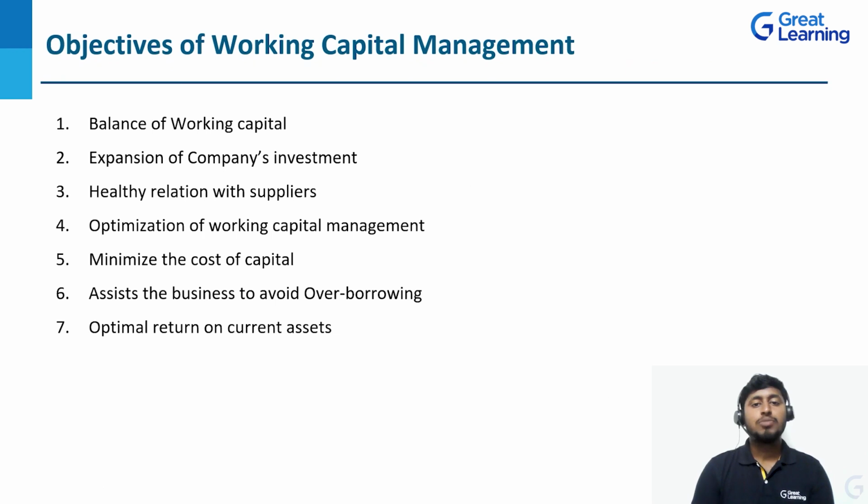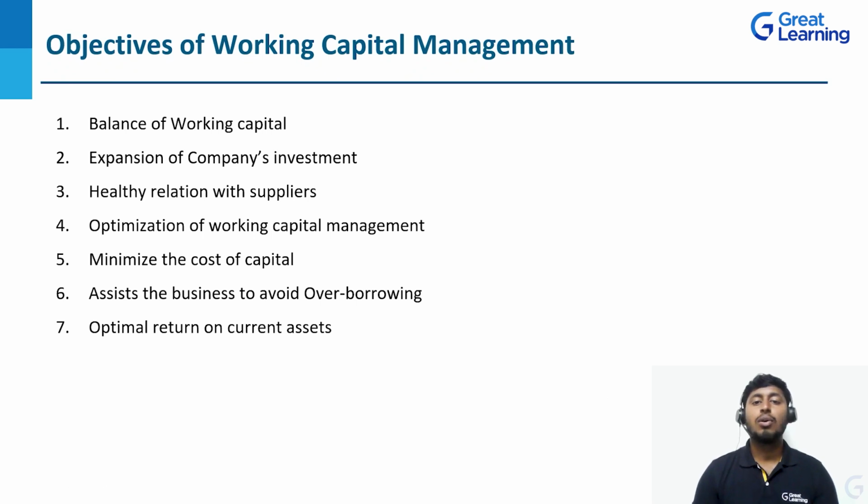Next topic, objectives of working capital management. What are the main objectives of working capital management? We'll see one by one. The first one, balance of working capital. That means managing or balancing the current assets and current liabilities in a stable manner. For example, in the first month of a financial year, if the current assets and current liabilities are 1:1, then next we need to maintain it at 2:1.